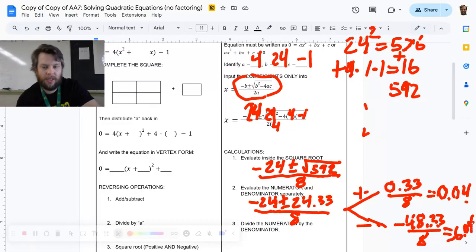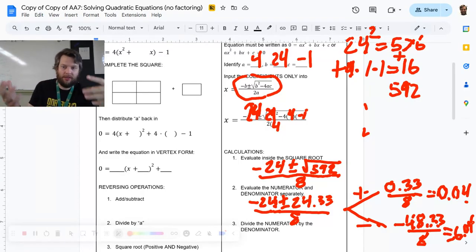So hopefully I did them correctly and I got the same answers for both of them. So you can just see completing the square versus the quadratic formula. Really, you could use either one in any situation. They're the same tool for figuring out when your quadratic equation equals 0.